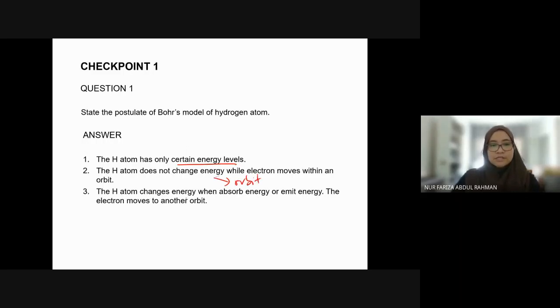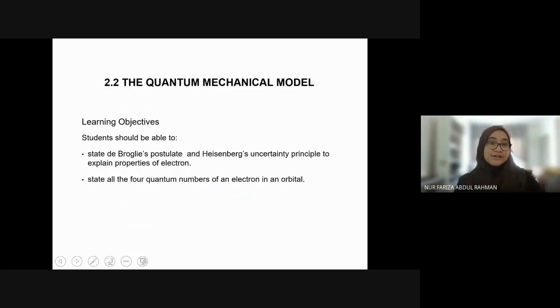Then the hydrogen atom changes energy when it absorbs or emits energy. So this is the transition, an energy transition every time. Okay, right. So we are done with 2.1.